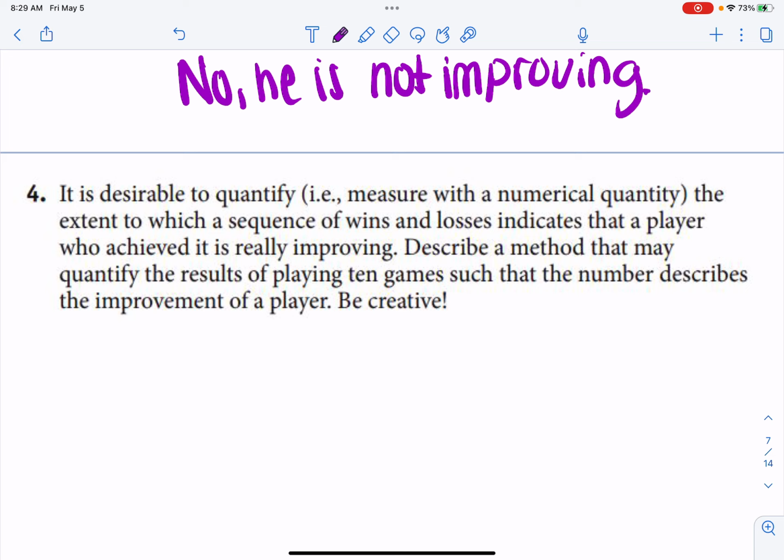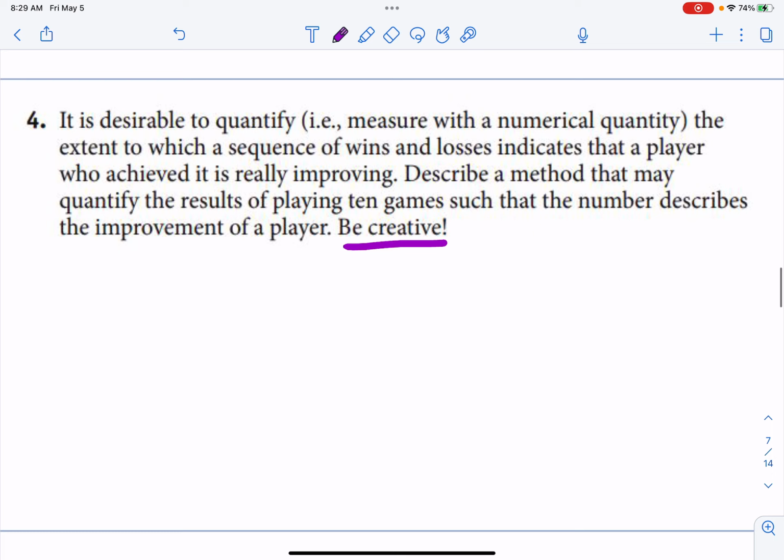So it says, if it is desirable to quantify, measure with numerical quantity, the extent to which a sequence of wins or losses indicates that a player is really improving, describe a method that may quantify the results of players playing 10 games such that the number describes the improvement of players, and we want to be creative. So these can be any way, basically, it can be anything. So we want to somehow quantify this amount.